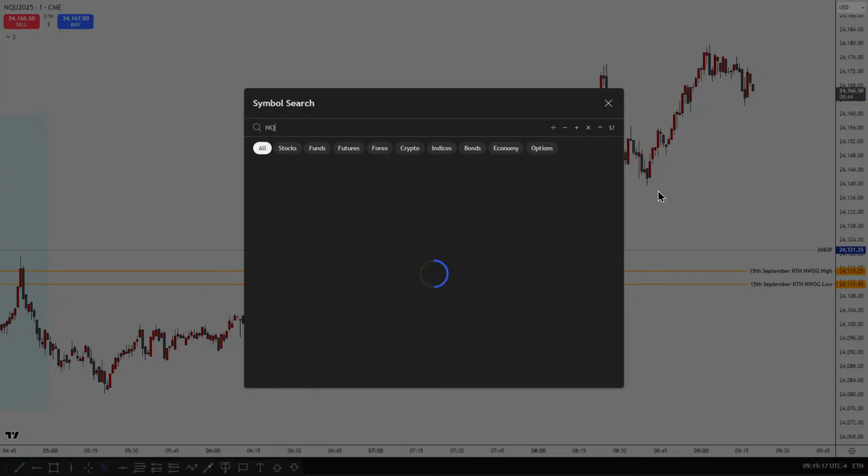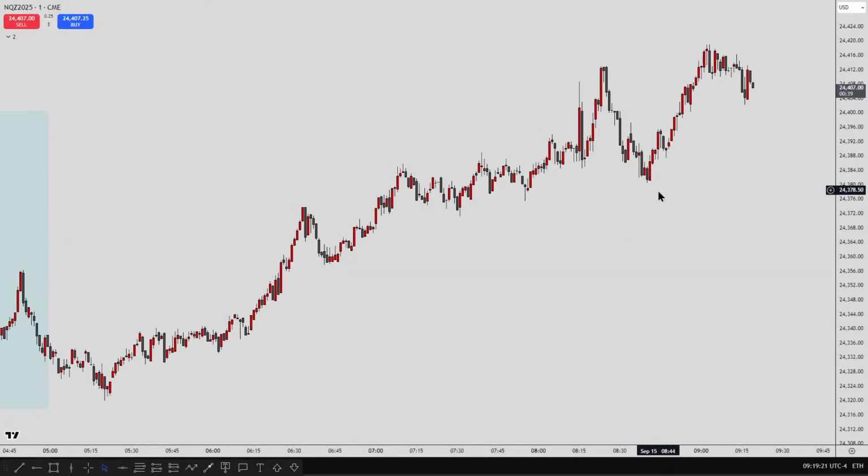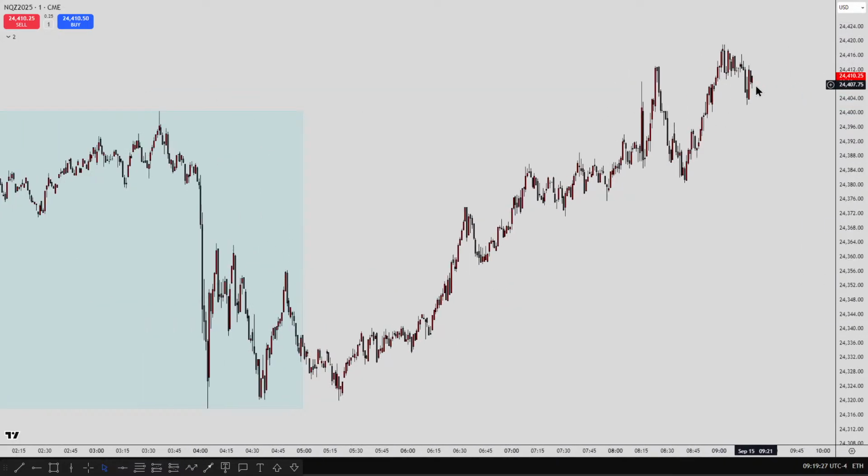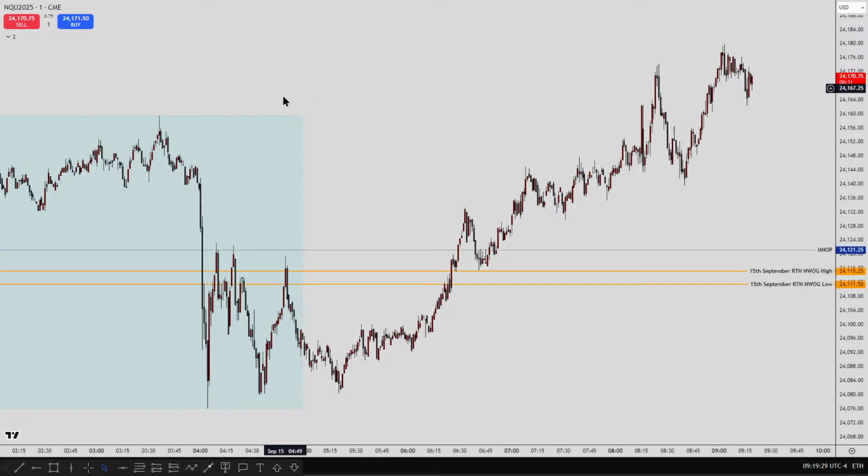If I go to NQZ 2025, you can see that we're pretty much looking at the same thing, but the price levels are not going to be as accurate on here as they are on NQU. And that's just because the open interest hasn't fully transferred yet.